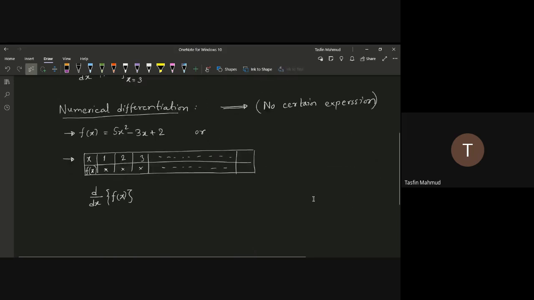So for numerical differentiation, if any function is given or any data table is given, we also have to define at which point we are willing to calculate the derivative, like x equals 3 or x equals 5, whatever. Then we will get the value of the derivative from the numerical approach directly without any expression.